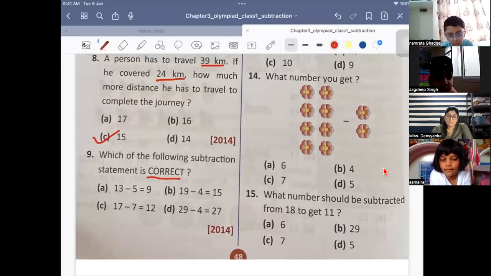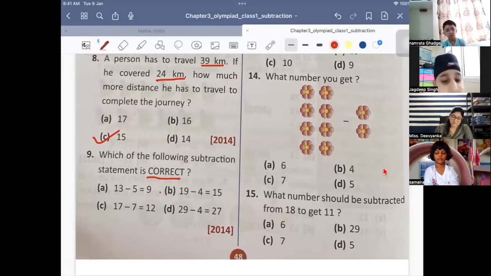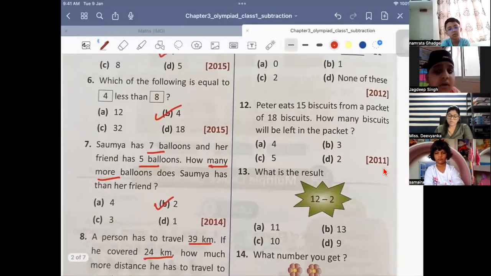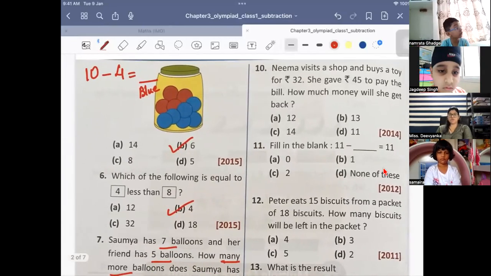So which option? So, Option B. Option B, correct. Now, question number 10. Nima visits a shop and buys a toy for rupees 32. She gave rupees 45 to pay the bill. How much money will she get back?